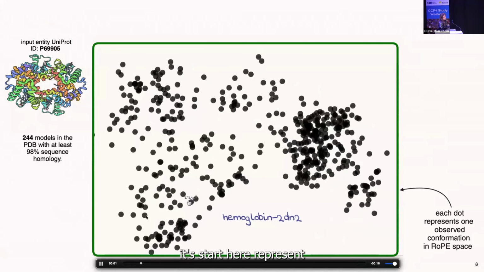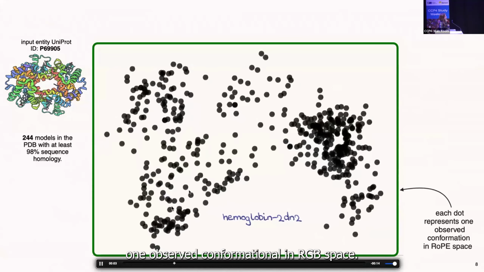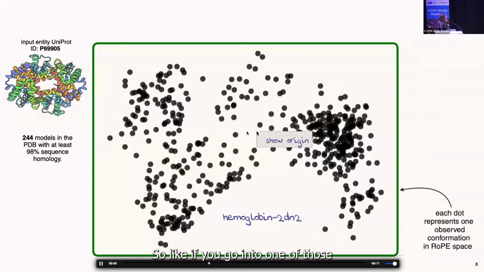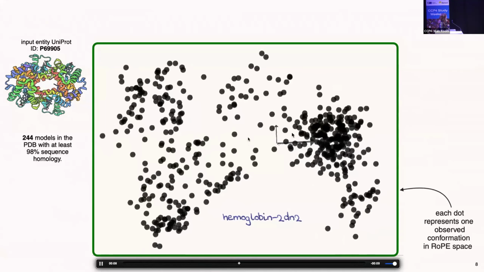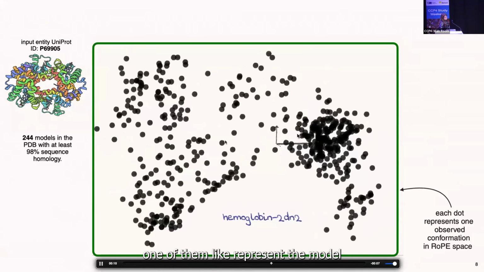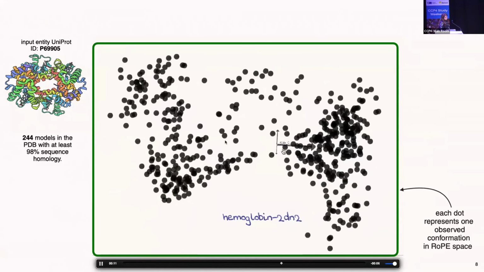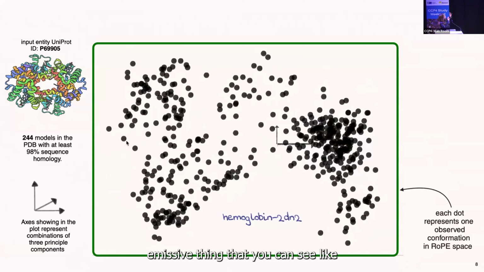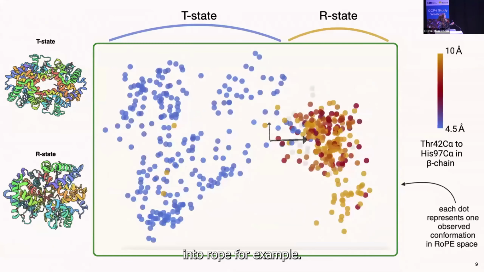Each dot here represents one observed conformation in ROPE space. If I go into one of those, I can see that it represents a model in the PDB. From then on, that's the initial thing you can see, where the structures lie, and you can go on and have more analysis in ROPE. For example, you all know better than me that hemoglobin has two main states.